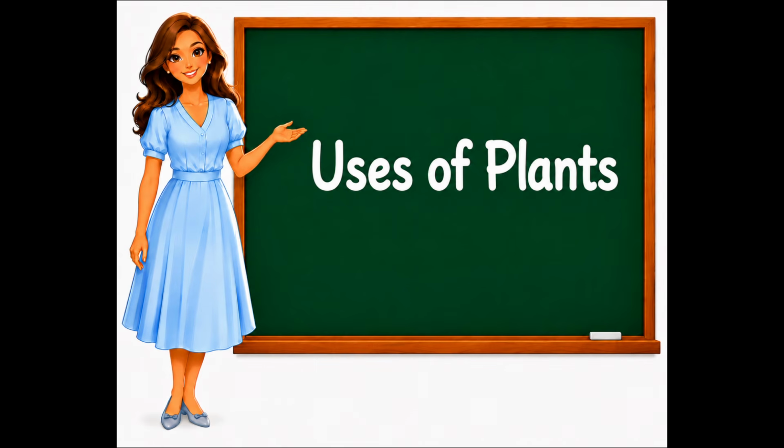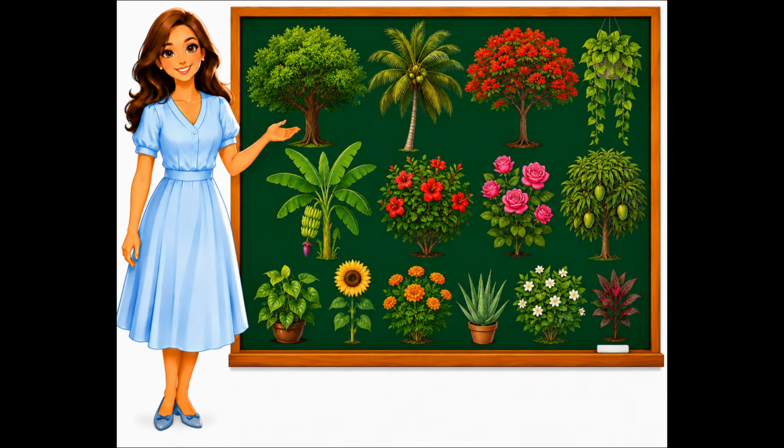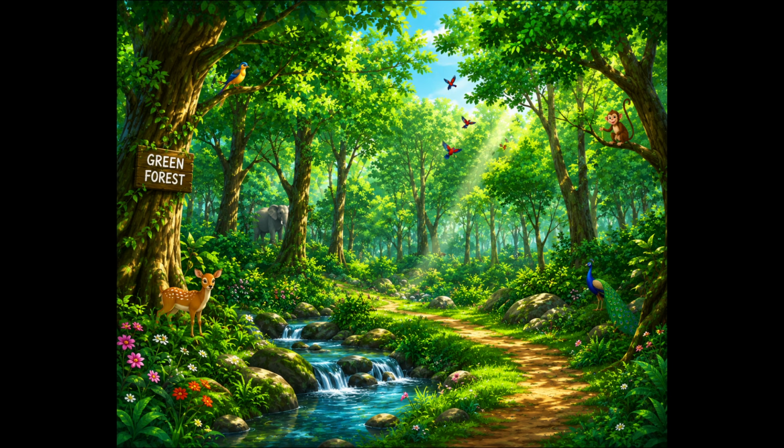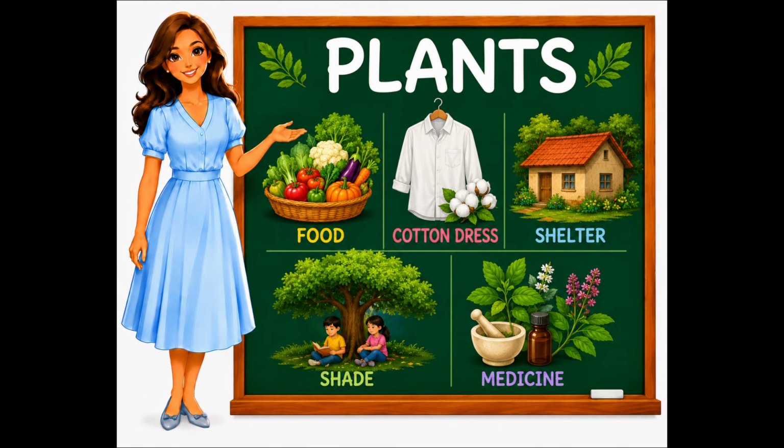Uses of plants. Plants are essential for our survival. There are various types of plants around us in fields and in forests. From these plants, we get food, clothing, shelter, shade, and medicines.